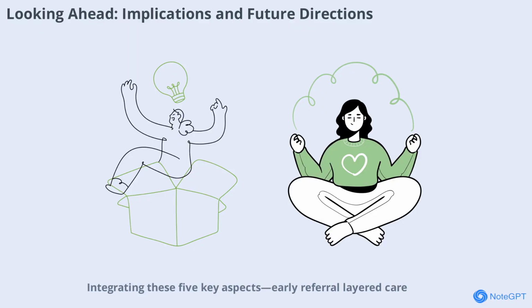Integrating these 5 key aspects, early referral, layered care, holistic assessment, flexible delivery, and comprehensive education, can transform community palliative rehabilitation. Policymakers and service providers should use these principles to evaluate and improve existing services. Ongoing research is needed to address gaps, especially around access for marginalized communities and support for caregivers. By focusing on patient-centered, integrated, and adaptable care, we can ensure that all palliative patients receive the therapy and support they need to live as fully as possible.